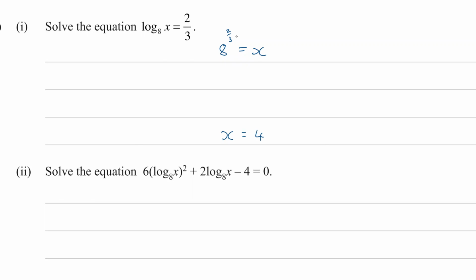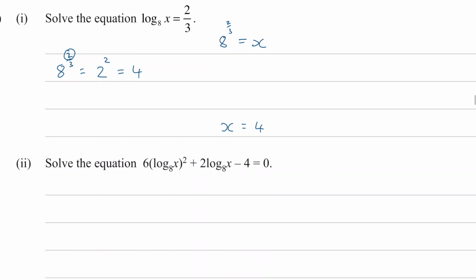But if you're wondering about that fractional power, let's focus on 8 to the power of a third. That is the same as the cube root of 8. The cube root of 8 is 2. However, if it's 8 to the power of 2/3, it's the cube root of 8, but now squared. So that will become 4. Right? So therefore x equals 4.